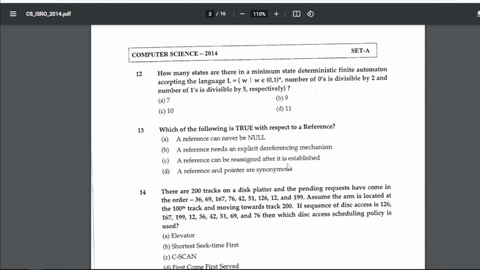Now question number 12 is, how many states are there in a minimum state deterministic finite automaton accepting the language.